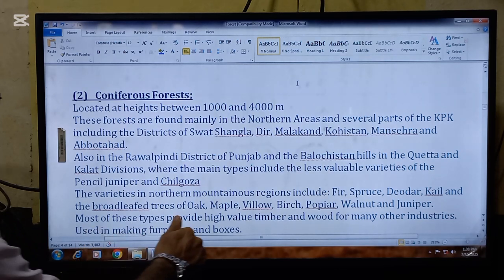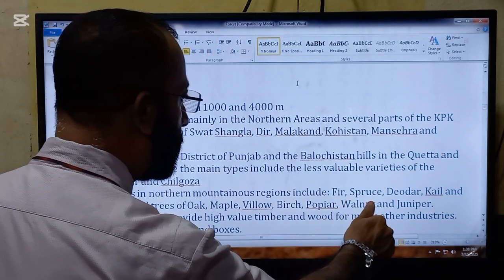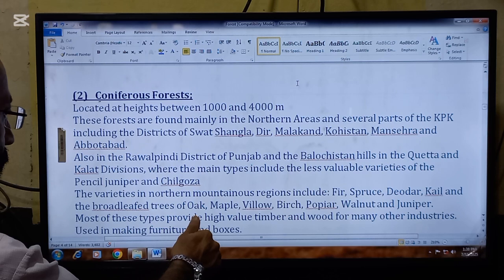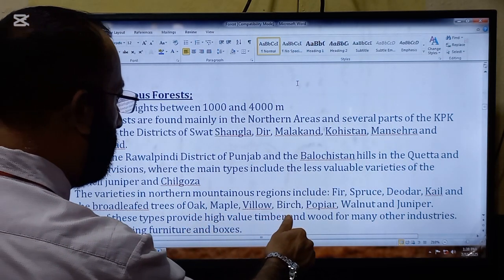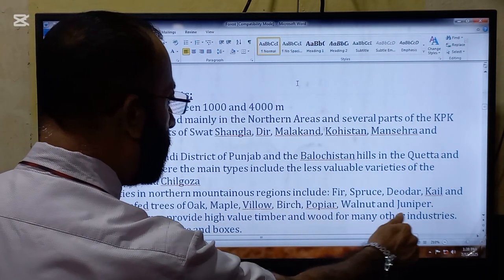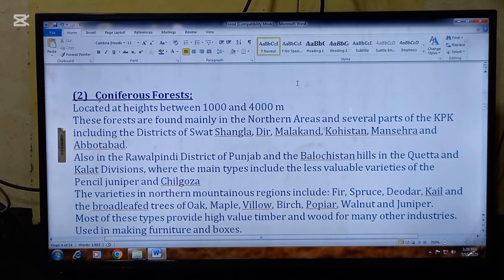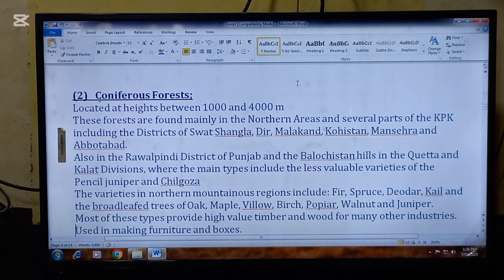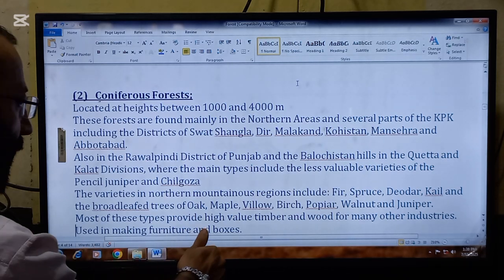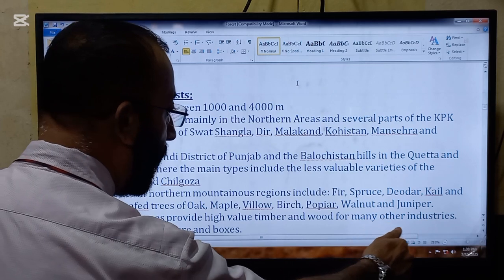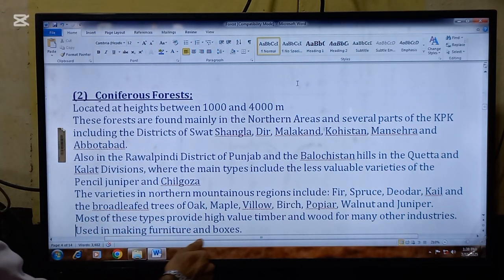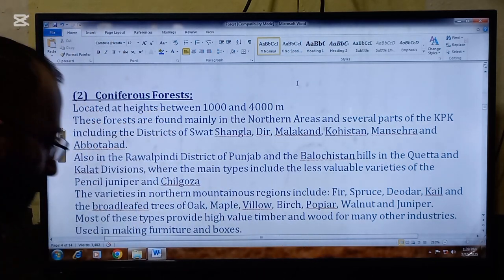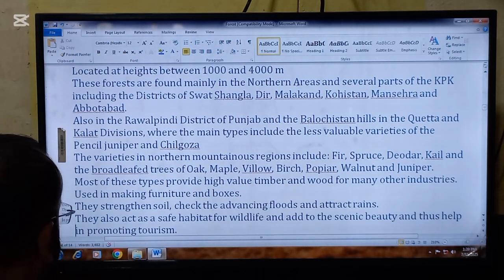The varieties in the northern mountainous region include fir, spruce, deodar, kail, and the broad-leaved trees of the oak, maple, willow, birch, poplar, walnut, and juniper. So these are the types of the trees available in coniferous forest. Most of these types provide high value timber and wood for many other industries, used in making furniture and boxes. So these are the uses of the trees available in coniferous forest.